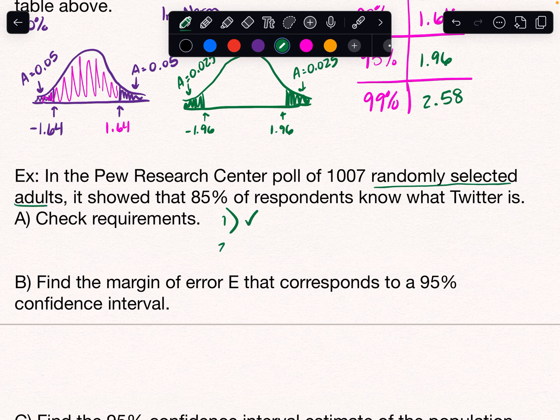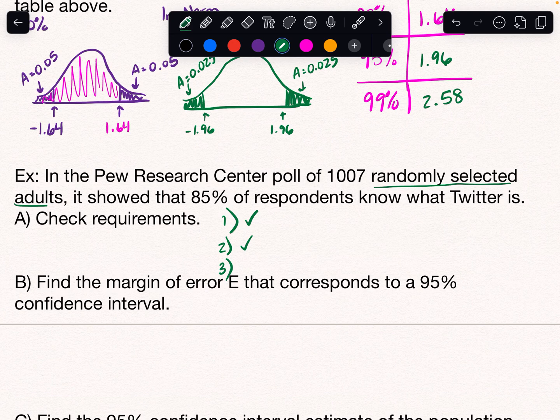So satisfied. Step number 2, a binomial probability distribution. As there are two outcomes, we should say yes, because either they know what Twitter is or they don't know what Twitter is. And then each person's response is independent of each other. Satisfied. Step number 3, are there at least 5 successes and 5 failures? So are there at least 5 people that know what Twitter is and 5 people that don't know what Twitter is? So if I was actually going to do this, I'd have to find 85% of 1,007 to figure out how many people know what Twitter is.